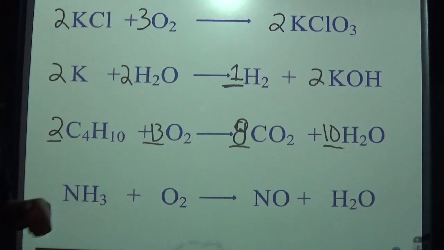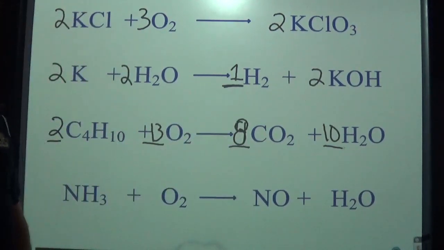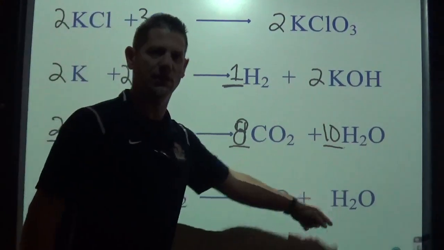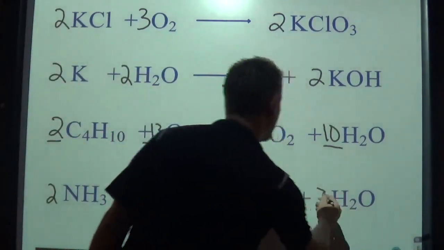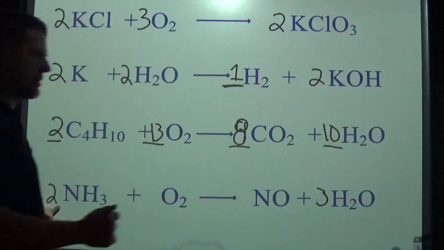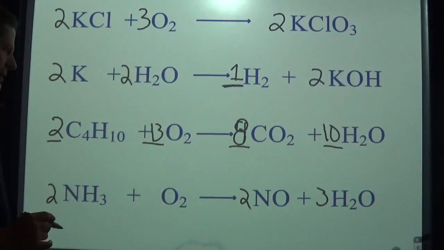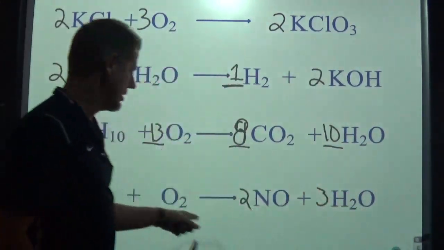It says save hydrogen and oxygen for last. So let's do that. Now we got to balance everything else. 3 hydrogens, 2 hydrogens. So if I make this a 2 and this a 3, that makes both of those 6. Now I have 2 nitrogens, so I need 2 nitrogens. That makes that balanced again. But now I have 2 and 3, that's 5 oxygens.